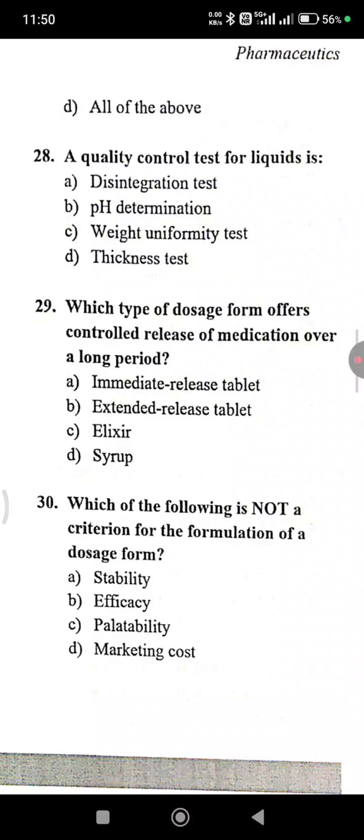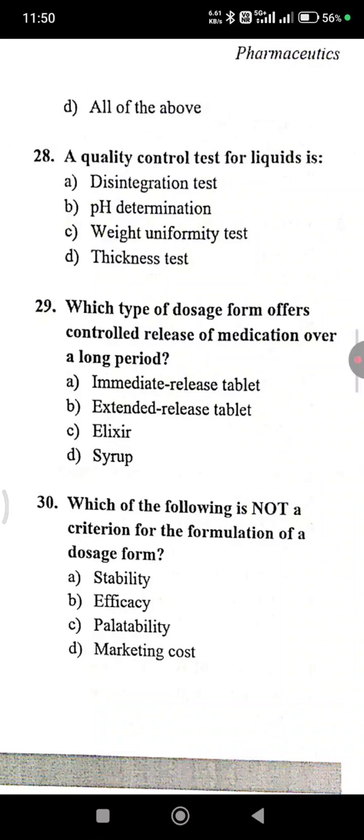Now let's go for question number 29. Which type of dosage form offers controlled release of medication over a long period? Option B, extended release tablet.